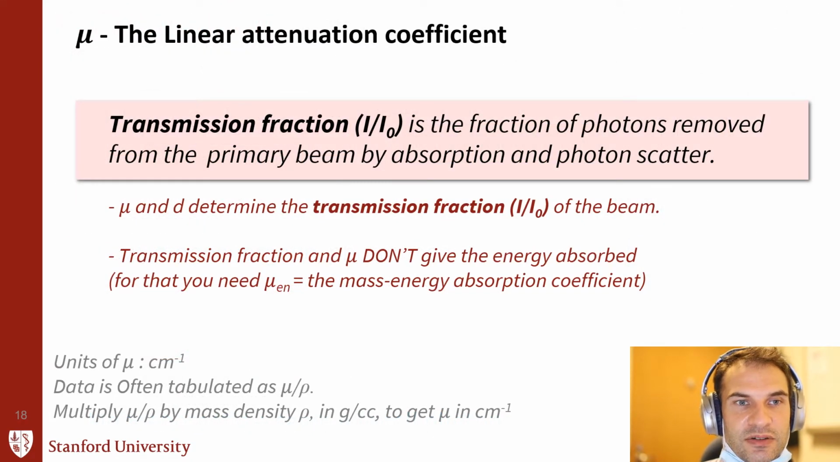So the linear attenuation coefficient is related to the transmission fraction, that is, the fraction of photons removed from the primary beam by absorption and photon scatter. The transmission fraction and mu don't give the energy absorbed. That needs mu en over rho. I'm not going to discuss mu en over rho here, but it's useful for other aspects of radiation therapy.